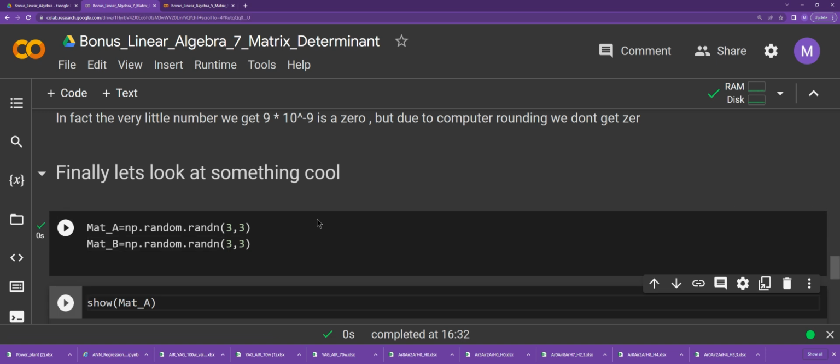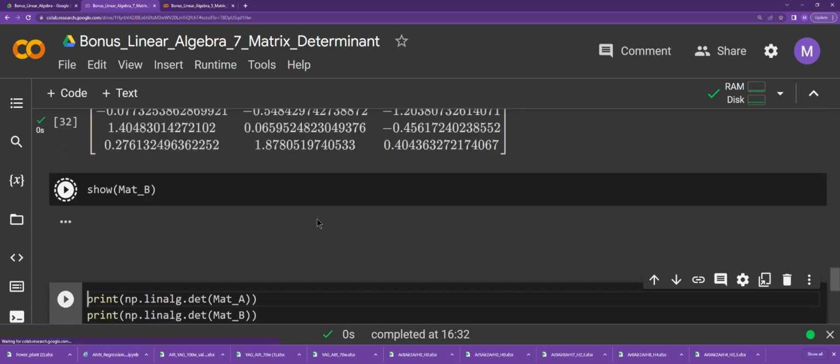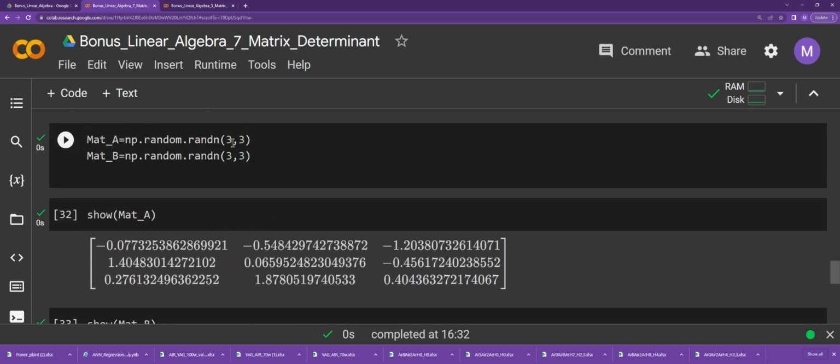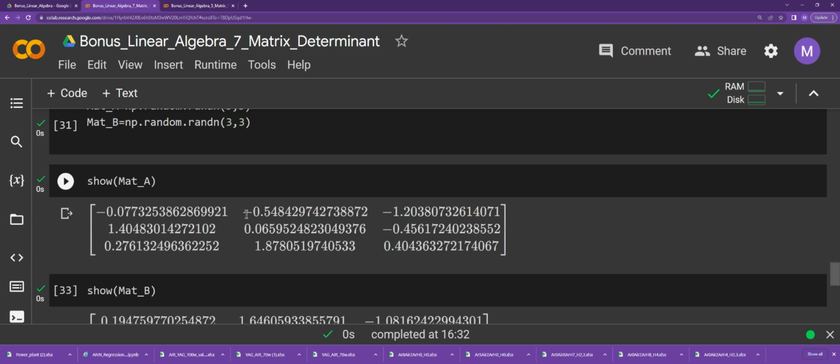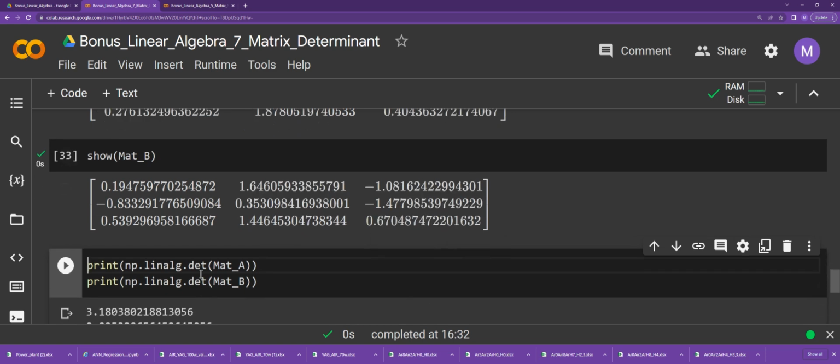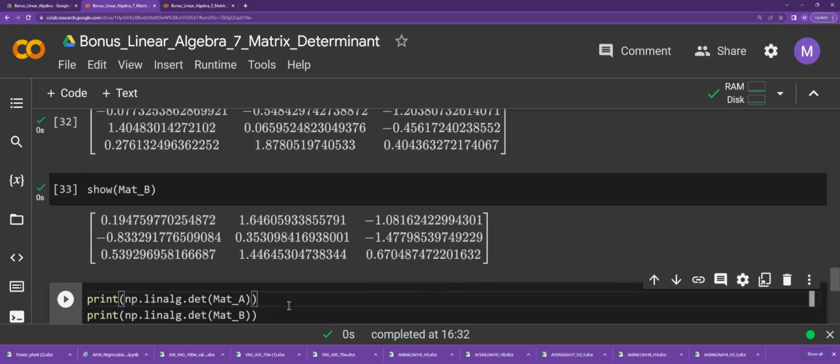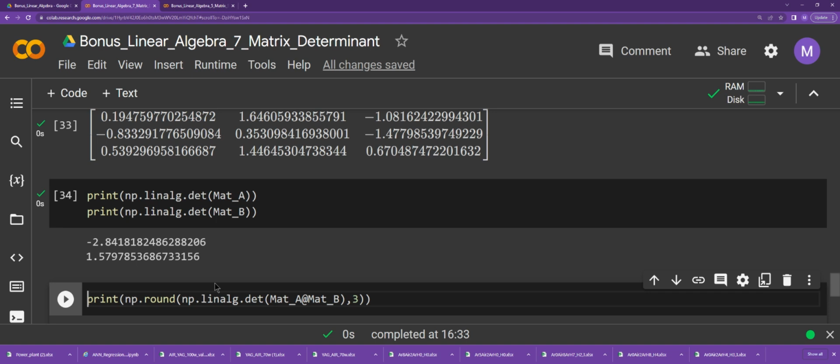Let's say we have two matrices, matrix A and matrix B, which we just created randomly. Okay, so matrix A, 3 by 3, matrix B, 3 by 3. Those are some random normally distributed numbers. Cool. Now look at this, guys. I'm going to print their determinants, calculate the determinant of each. Matrix A has a determinant of -2, and matrix B has a determinant of 1.5 something.